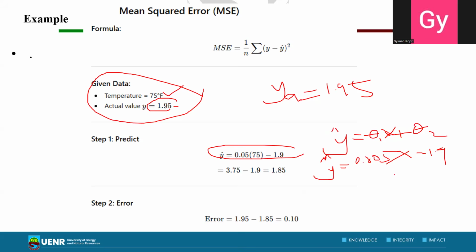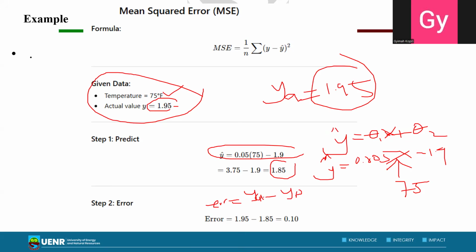Now let's see. So if I try to slot in the value of 75 for X, well, we've been given the value of 75, X to be equal to what? 75. When I put it there and I solve it, I'm going to get 1.85. But then we have to look for our error. And the error, as I told you, or the residual, is always equal to what? YA minus YP. YA is the actual one, and YP is the predicted one. The one we solved and had 1.85. So when I subtract it, I'm going to get 0.1.